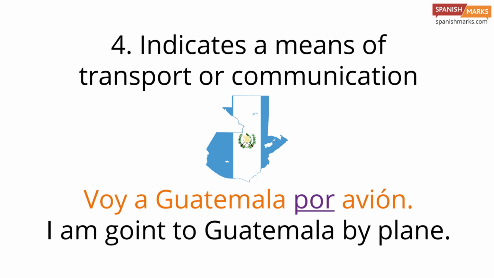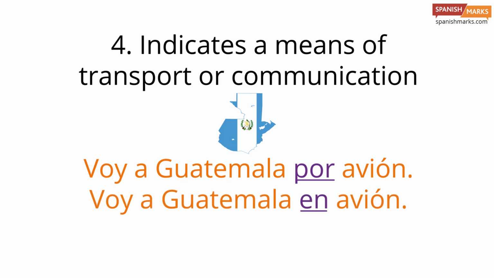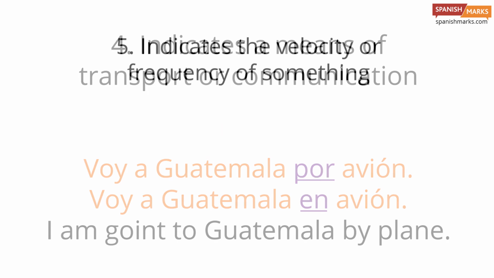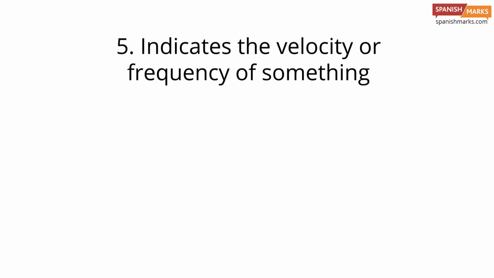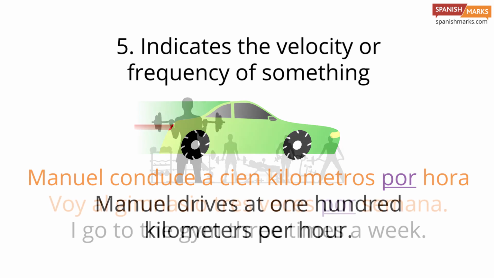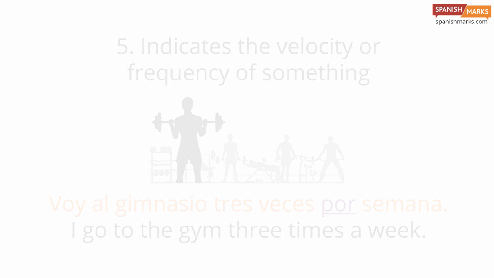Now, you could also use the preposition en when talking about modes of transport. So, it could be voy a Guatemala por avión or voy a Guatemala en avión. I'm going to Guatemala by plane. Indicates the velocity or frequency of something. Manuel conduce a 100 kilómetros por hora. Voy al gimnasio 3 veces por semana. This again is fairly self-explanatory.